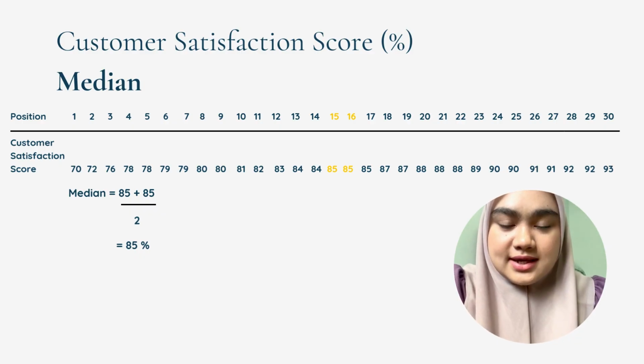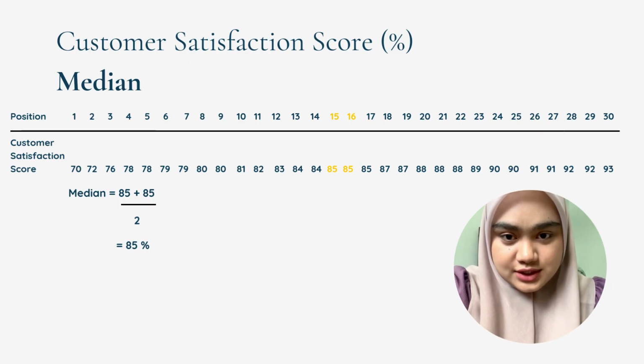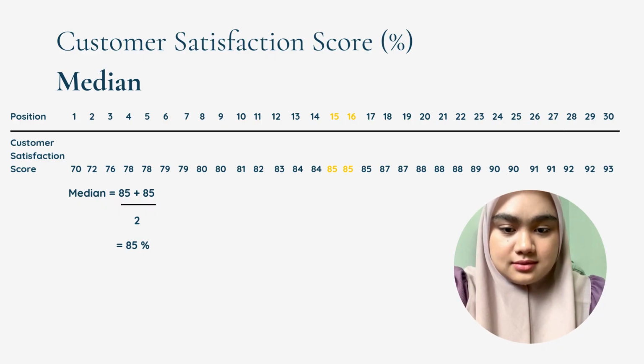Here we are looking at the customer satisfaction score presented in percentage form. To better understand the overall satisfaction level, we calculate the median, which gives us the middle value in a set of data arranged in order. In this case, there are 30 scores. The middle values are at positions 15 and 16, which are both 85%. So the median satisfaction score is 85%.